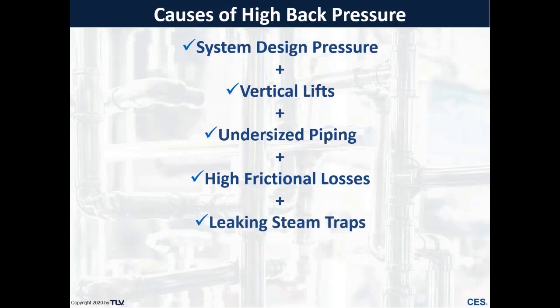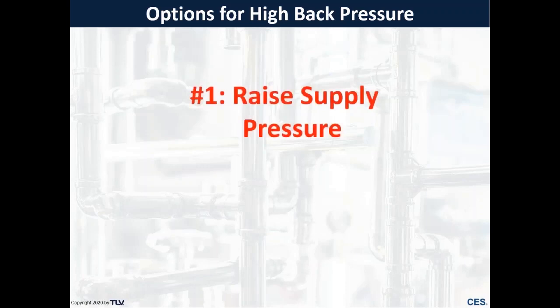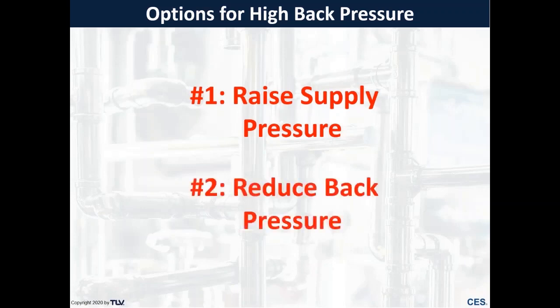And some of the big causes are going to be leaking steam traps that can add a lot of extra steam into the condensate return line, as well as open bypass valves. So what do we do about this high back pressure? Well, you have two options. The first is going to be to raise the supply pressure. A lot of times this isn't feasible or really practical to accomplish. So your other option is to reduce the back pressure.